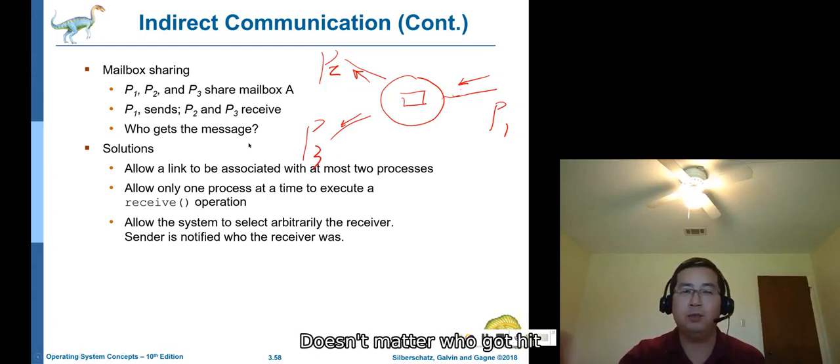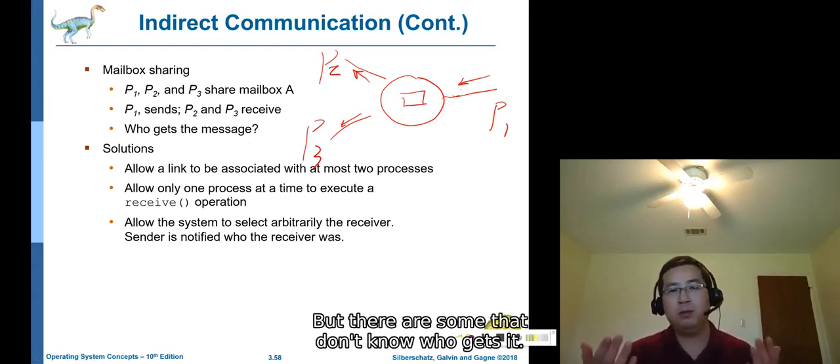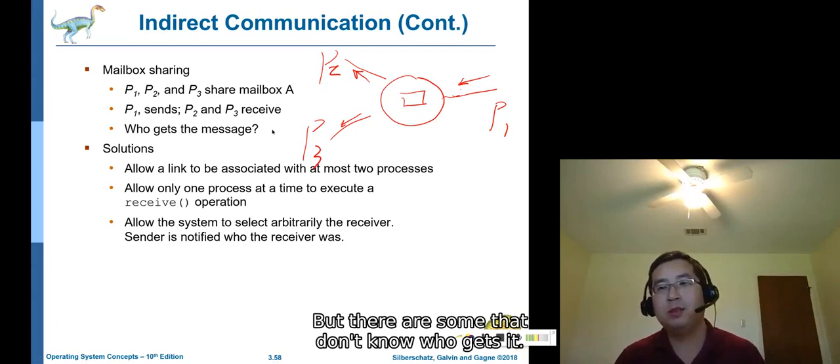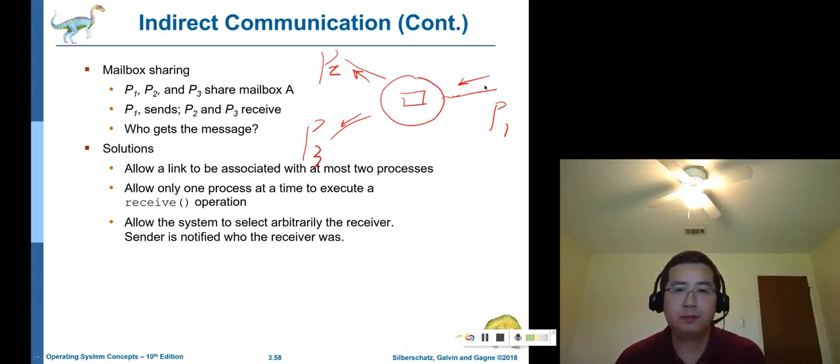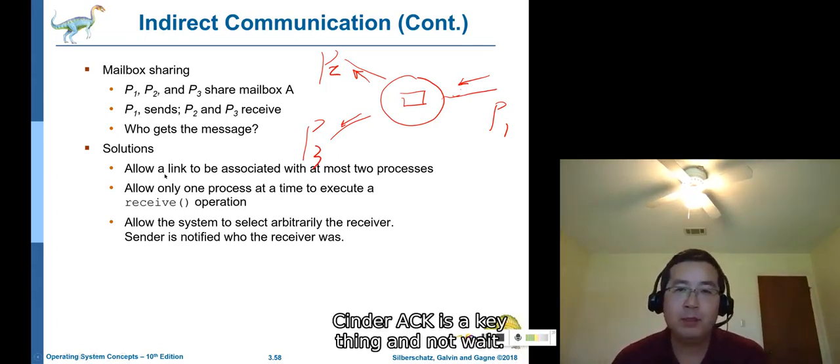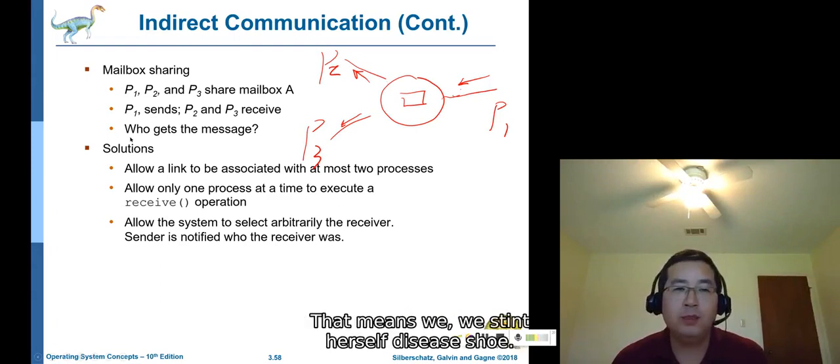It doesn't matter who gets it, as long as one does. But the sender doesn't know who got it, right? So maybe you need to report, acknowledge. Send the ACK signal to it. So this is a solution. That means we still need to solve this issue.